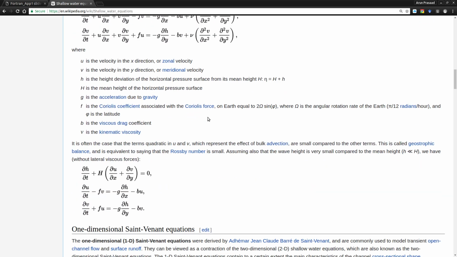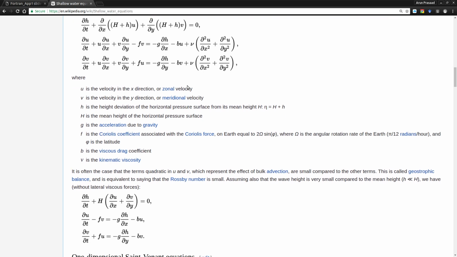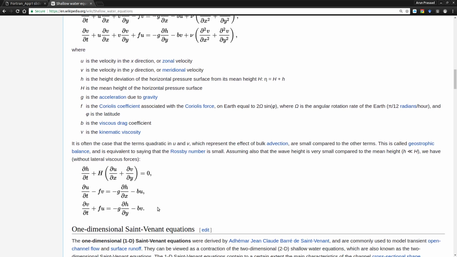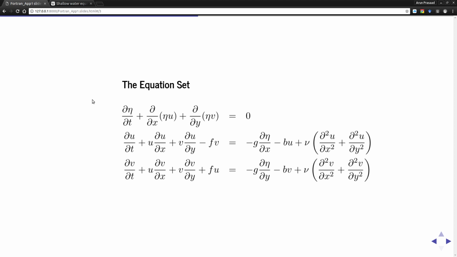Of course, there is a much more simplified condition wherein if you neglect many of these terms, you can come up with much simpler equations, but this is a more practically challenging application, so I thought I'll take this up and work it out. Alright, so these are the equations in full glory.